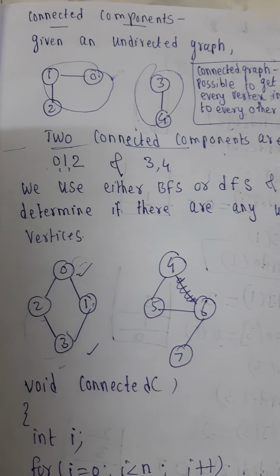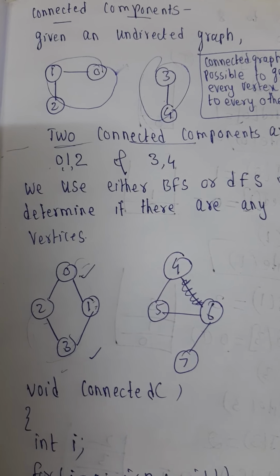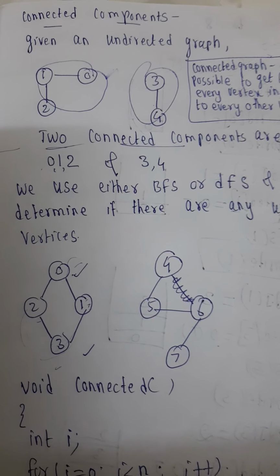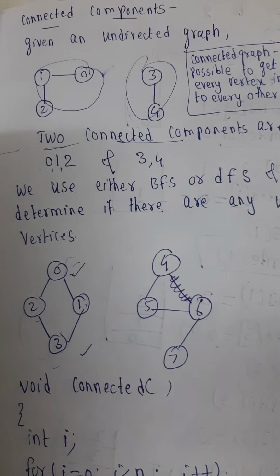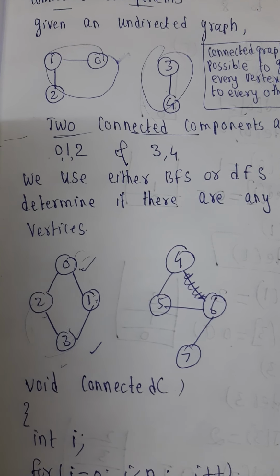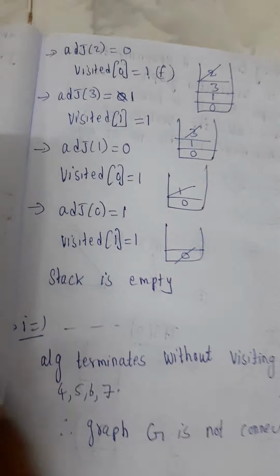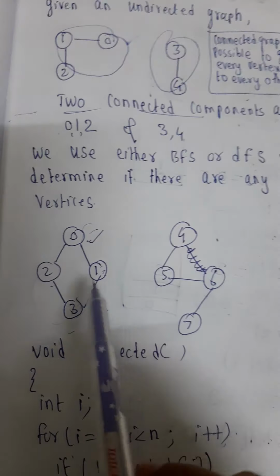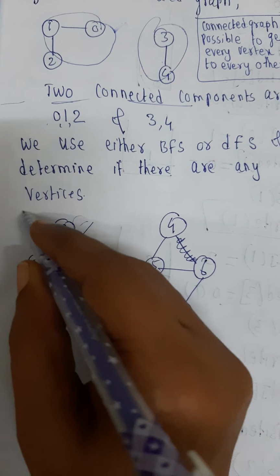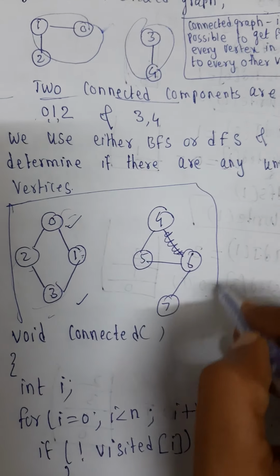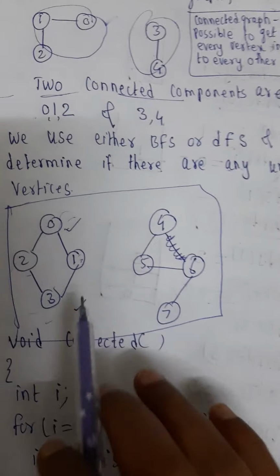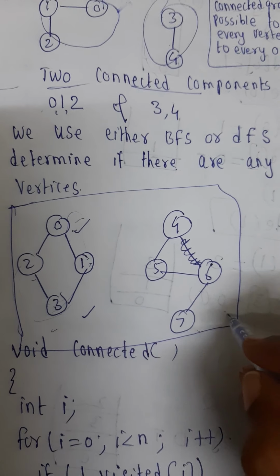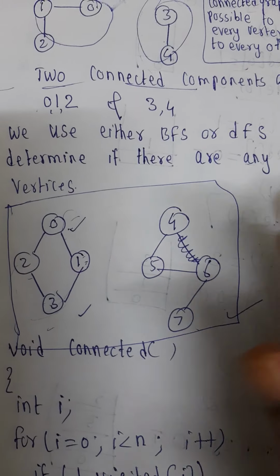Now here we have an algorithm for finding out the connected components, or to find out whether it is a connected graph or not. It's very simple. You can call the BFS algorithm or DFS algorithm to say whether it is connected or not. So here we have a graph. This complete thing is a single graph. Now how many vertices do you have? You have from 0 to 7. So we have to check whether this graph is connected or not.